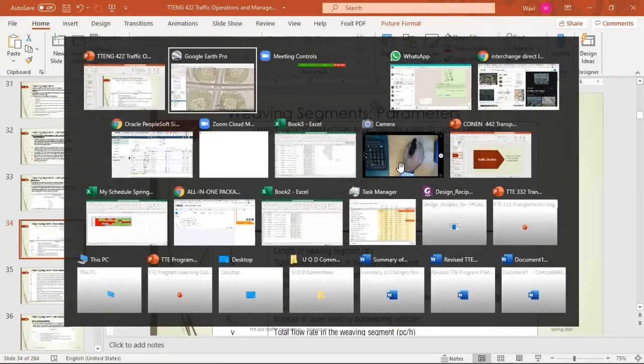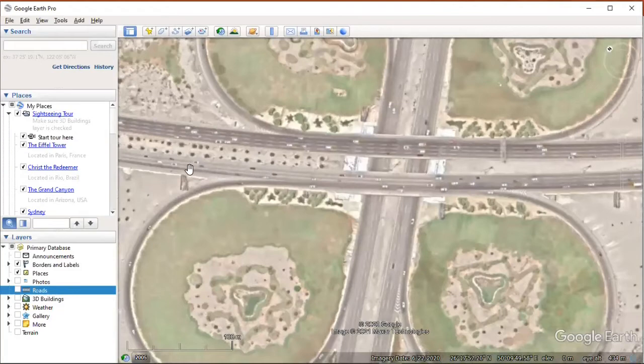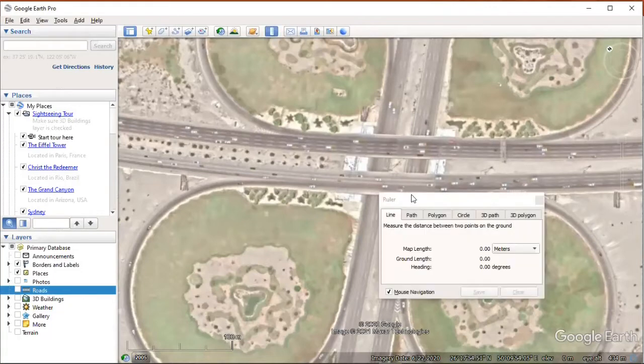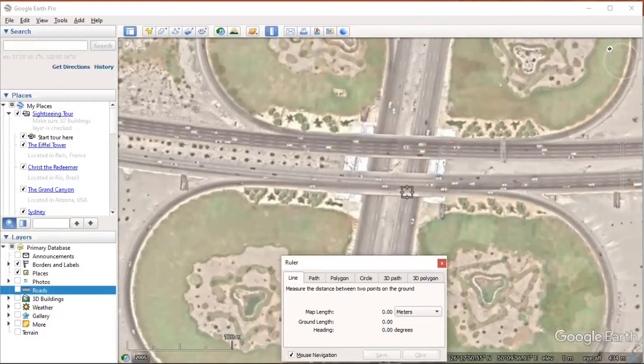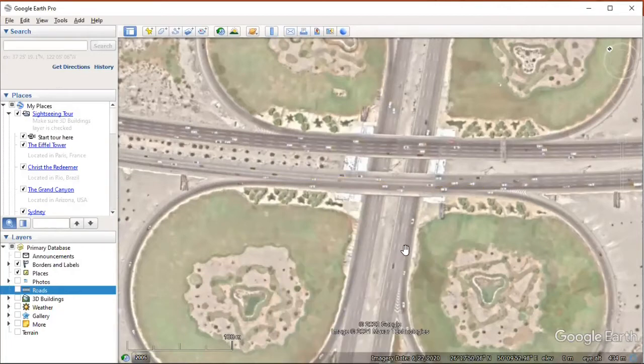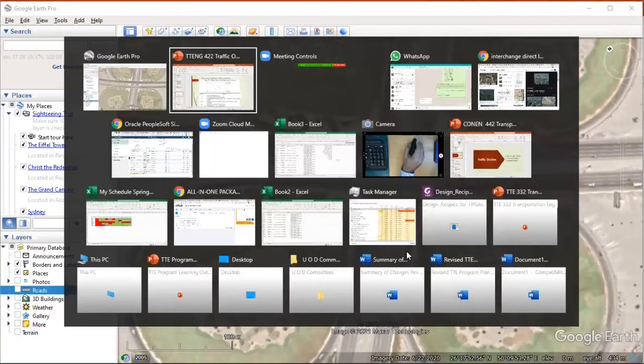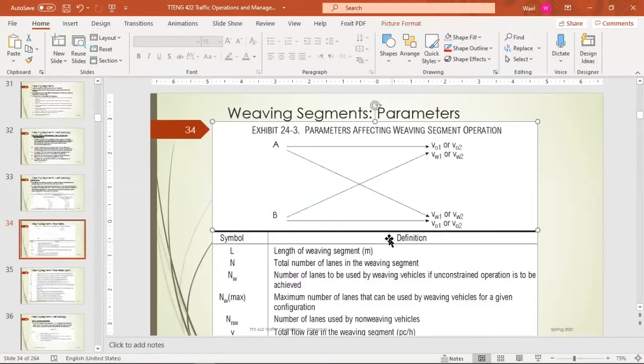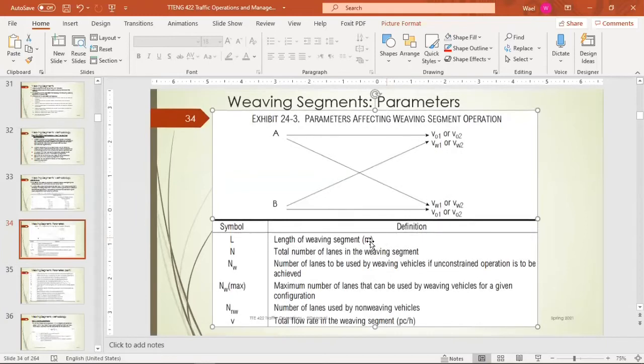To have this exact shape, this is what we have here. We have volume coming this direction and some wants to go off here. In the meantime, we have volume merging and some wants to continue and make such a U-turn or something. In this case, the weaving segment length will be from here to here. It's 196 meters. Okay. Any questions, guys? Okay. So L, that's the length of the weaving segment.